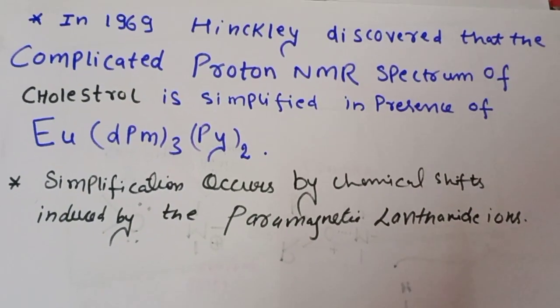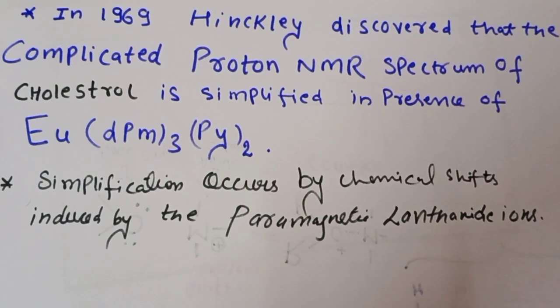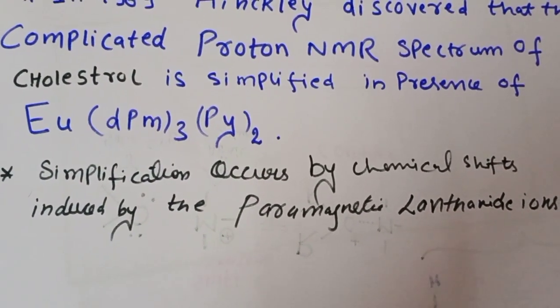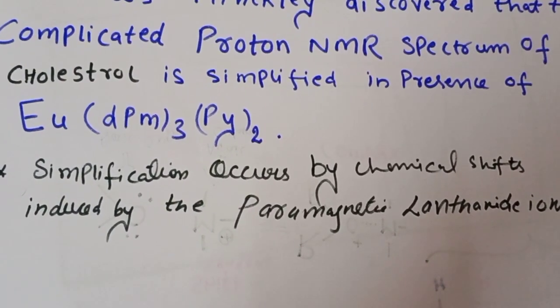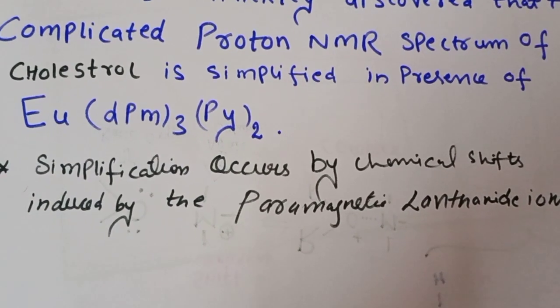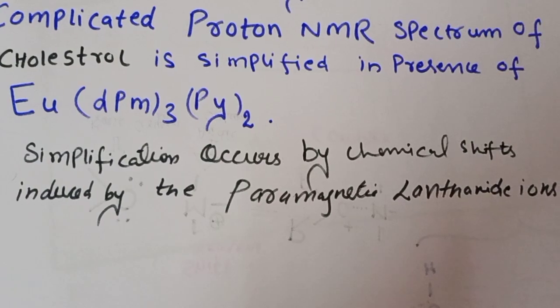Now see the history. In 1969 Hinckley discovered that the complicated NMR spectrum of cholesterol is very much simplified in the presence of a shift reagent, that is Eu(DPM)3 and pyridine twice. The simplification occurs by the chemical shift which is induced by the paramagnetic lanthanide ion.